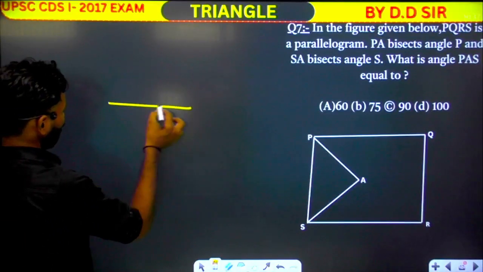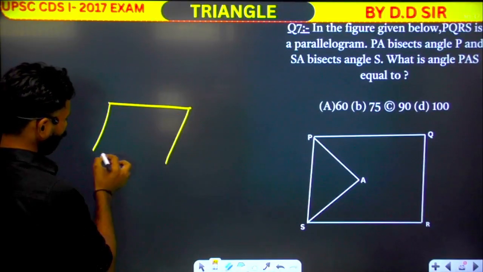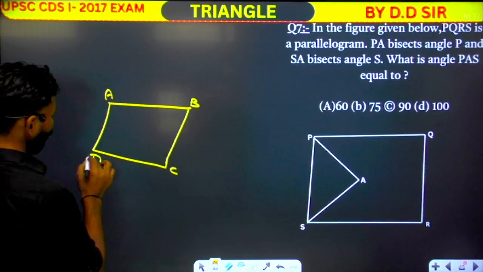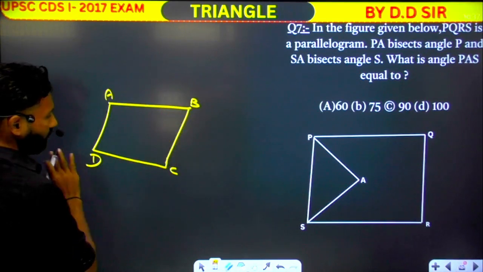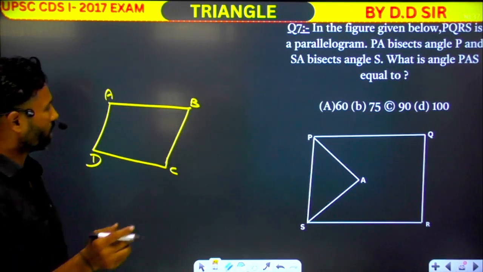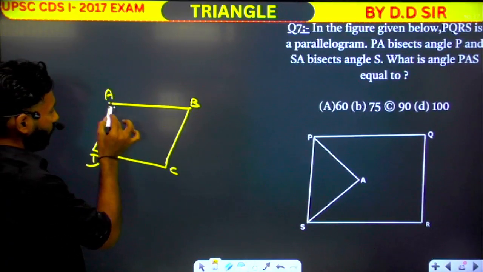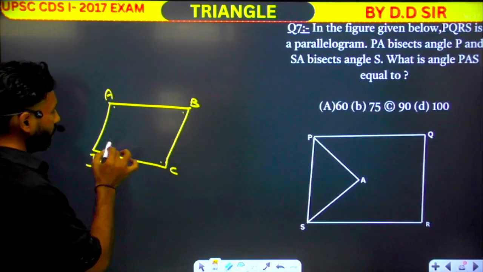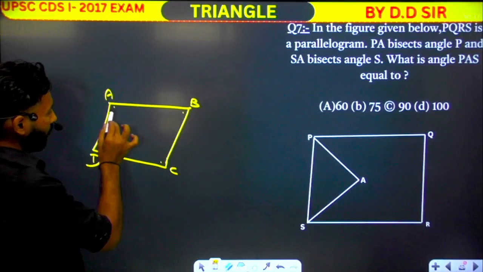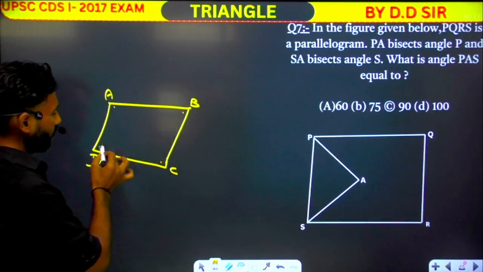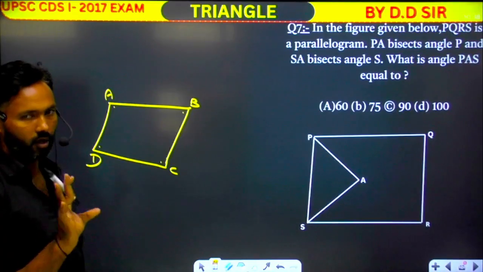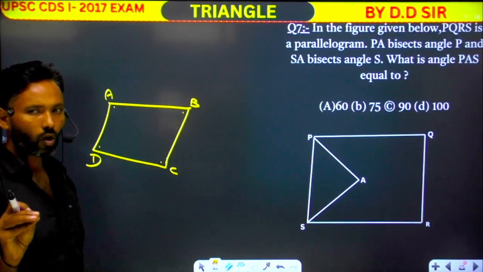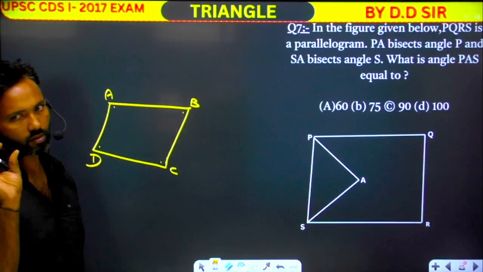Let's take this parallelogram and name it ABCD. Here we have four angles A, B, C and D. I have told you the property that opposite angles will be equal. Angle A will be equal to angle C, and angle B will be equal to angle D. Opposite angles will be equal. Understand?